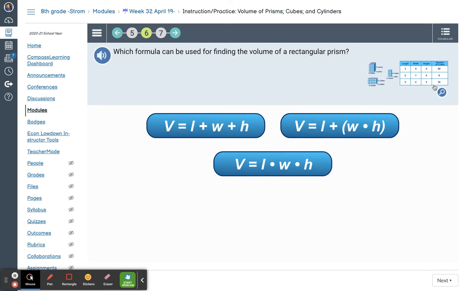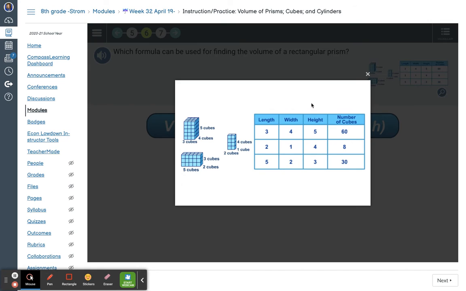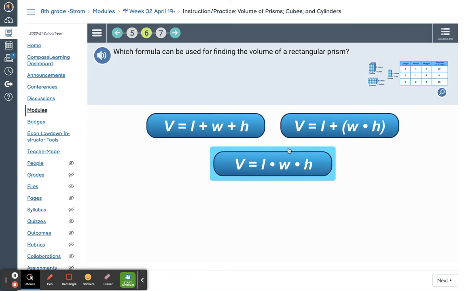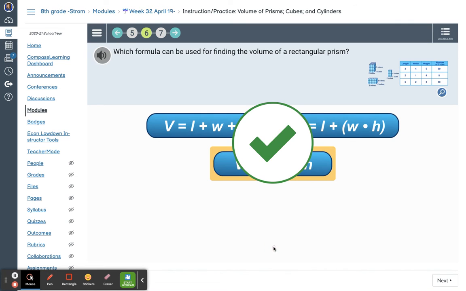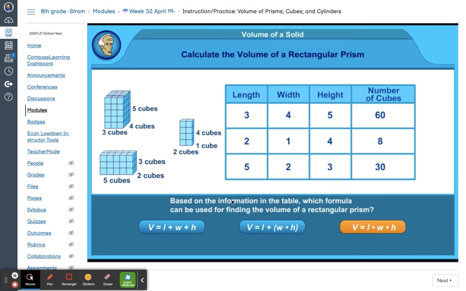Which formula can be used for finding the volume of a rectangular prism? Are we going to add all of these together, multiply these together, or add these and then multiply the length? Which one works to get these answers? The formula for finding the volume of a rectangular prism is length times width times height. Volume is always measured in cubic units.